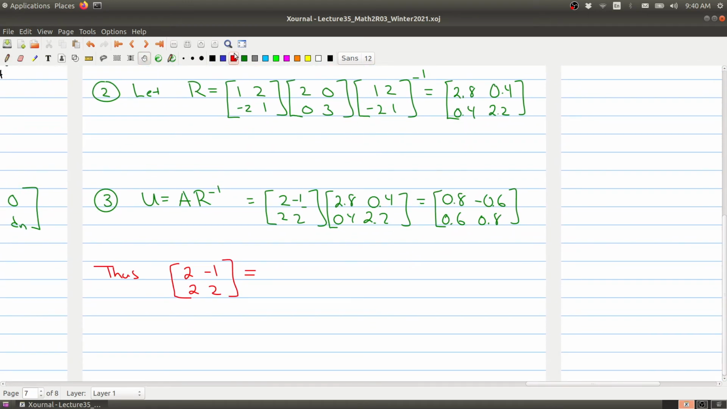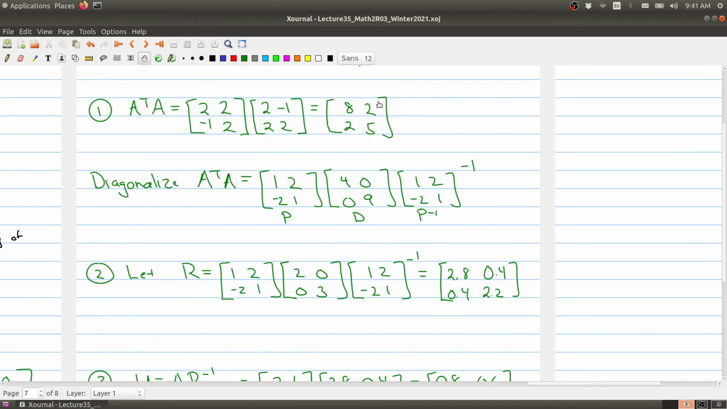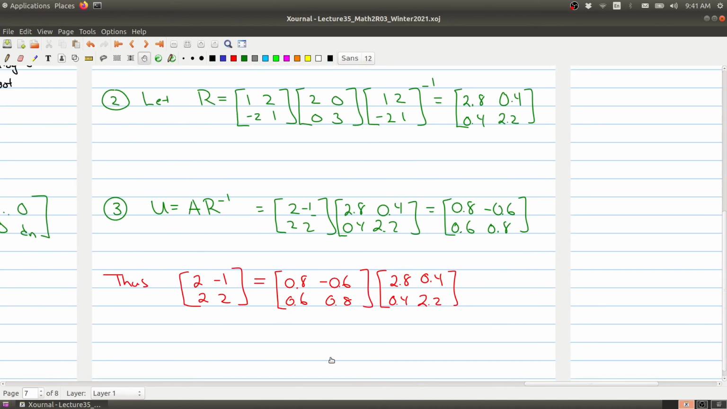And so at the end of the day, we have the following decomposition. We have 0.8, 0.6, negative 0.6, and 0.8 times the matrix 2.8, 0.4, 0.4, and 2.2. This matrix here is orthogonal, because the columns are definitely orthogonal, and the length of each vector, I should have double checked this, should be 1. And over here, this is a symmetric matrix whose square is equal to this matrix right up here. So this is the decomposition that we're looking for.